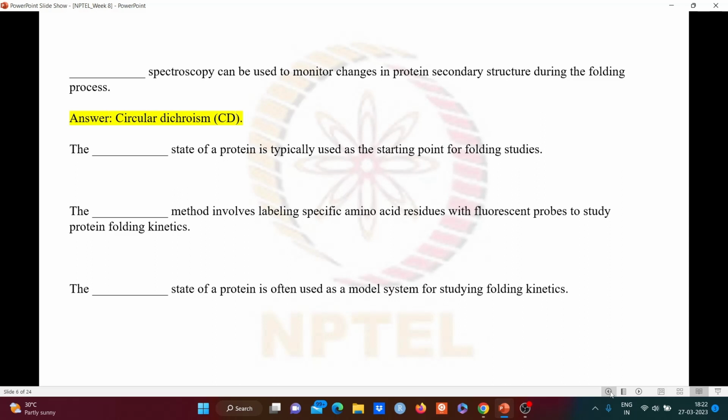Yes, it's right. The unfolded state, or the denatured state, is used as a starting point for the folding studies. Okay, which method involves labeling of amino acid residues with fluorescent probes?